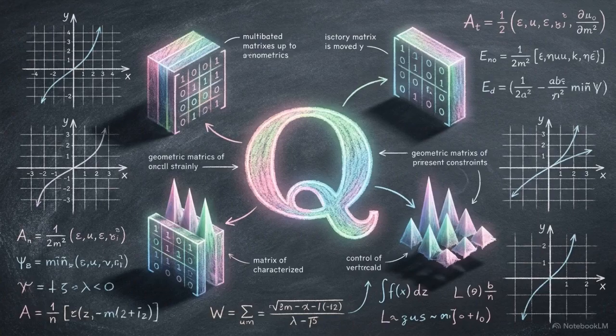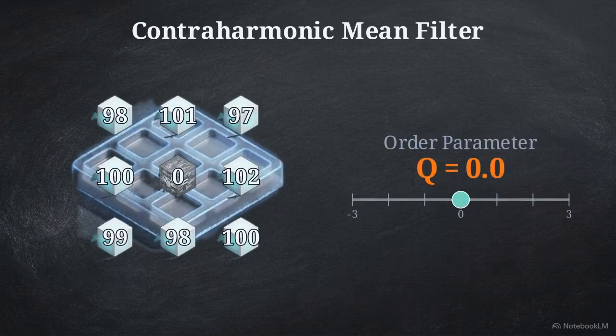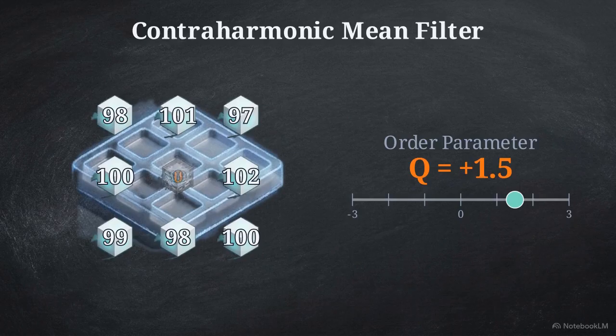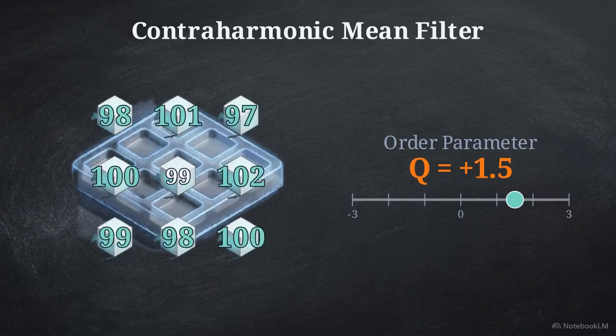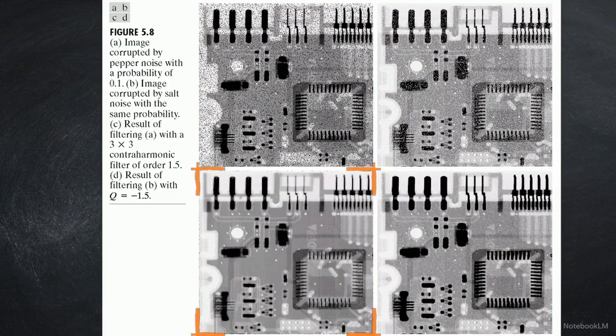More advanced restoration uses the Contraharmonic filter. This introduces a variable order parameter, labeled Q, which allows the algorithm to target specific noise extremes. A positive Q value is engineered to target dark pepper noise. In this matrix, a corrupted black pixel is algorithmically replaced with a value of 99, derived from the local intensity. Panels A and C demonstrate the successful removal of pepper noise from a degraded X-ray using this positive parameter.